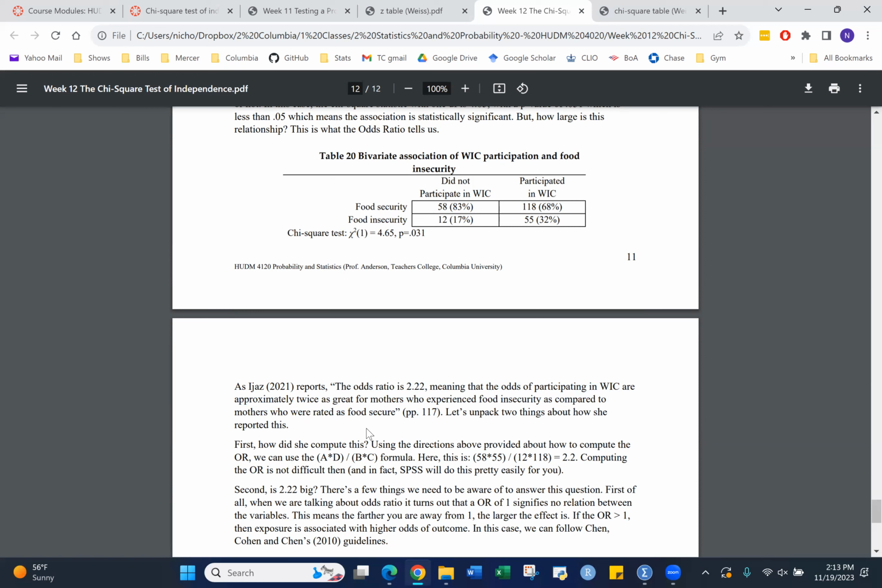Okay, so if you're like me, you're sitting here and saying, well, okay, the odds ratio is nice, 2.2, I can calculate it, but don't I just prefer to interpret this as like the percentage difference? Yes, I do prefer it that way. It's a little bit clearer to me.